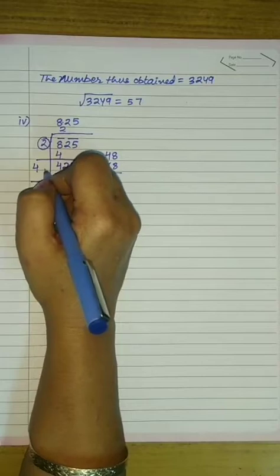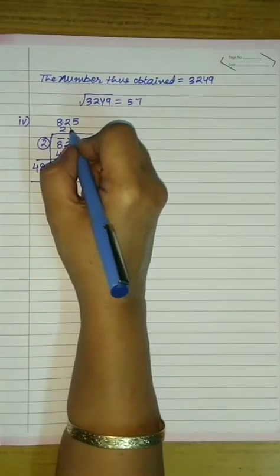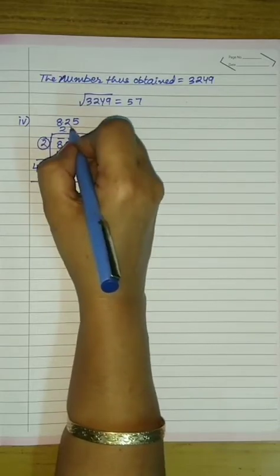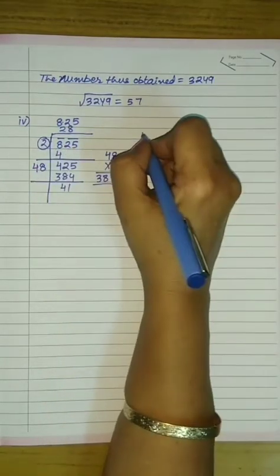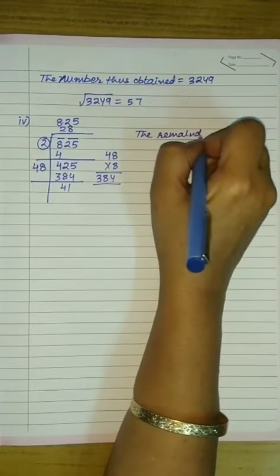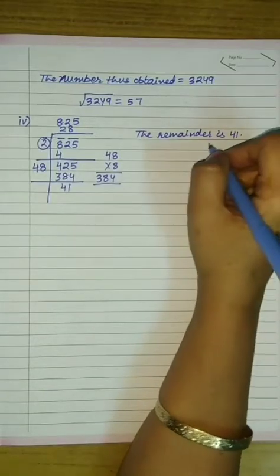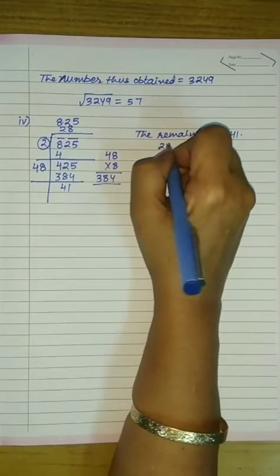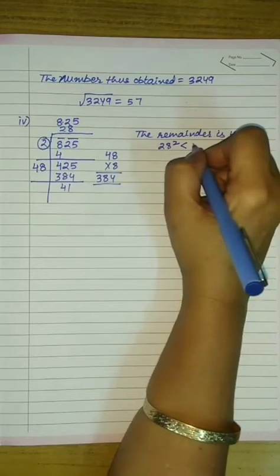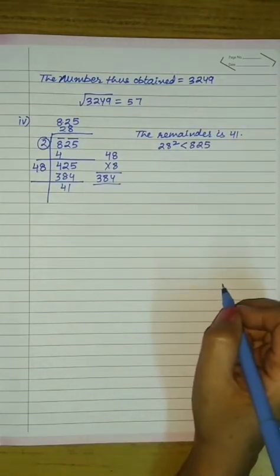We will write the new divisor as 48 and the new quotient as 28. Now we will write the remainder is 41. So 28 square is less than the given number, that is 825.